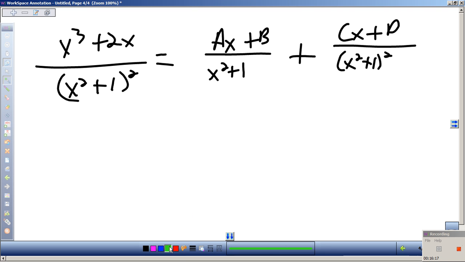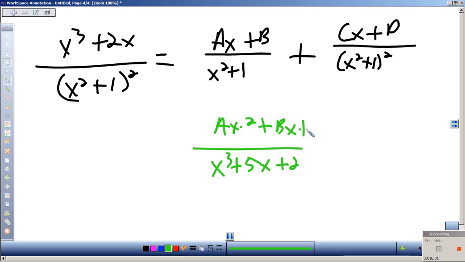So if we had, say, we factored and we got x cubed plus 5x or something like that, plus 2 in the denominator, we would have to have an ax squared plus bx plus c in the numerator. So depending on what we have in the denominator, it changes what we have in the numerator. If our factored form includes a squared, in the numerator we're going to have a linear, an x. If we had a cube here, in this term we'd have to have a squared.